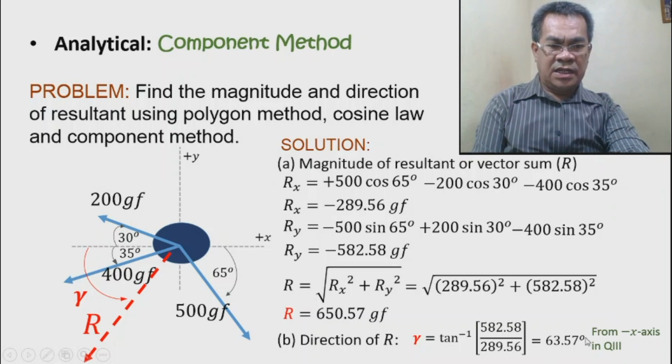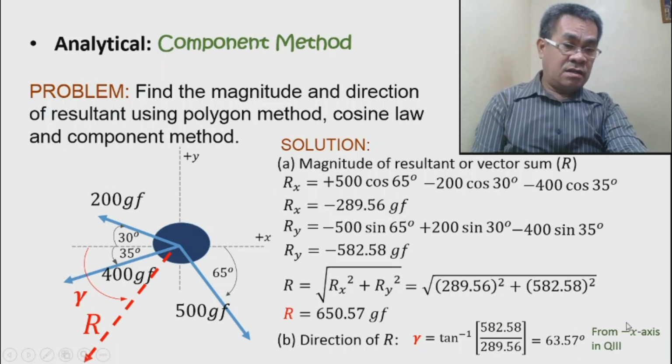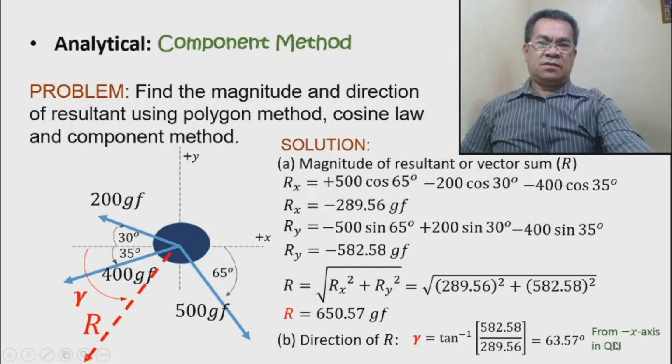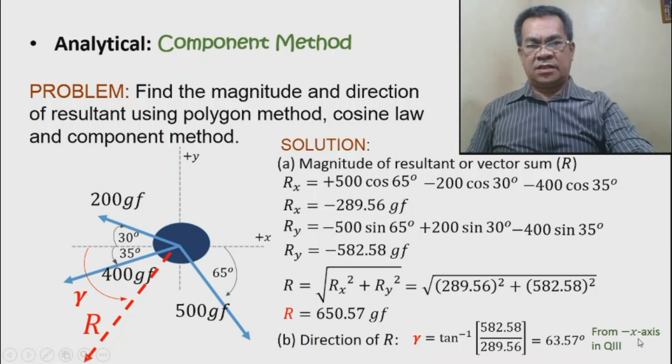If you give only 63.57 degrees, we are hanging with this angle only. But because of this drawing, it's understood. But it is a very complete solution if we have this information. Okay, so this is for this problem.